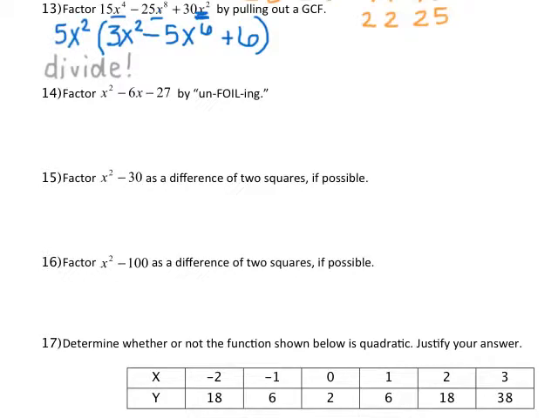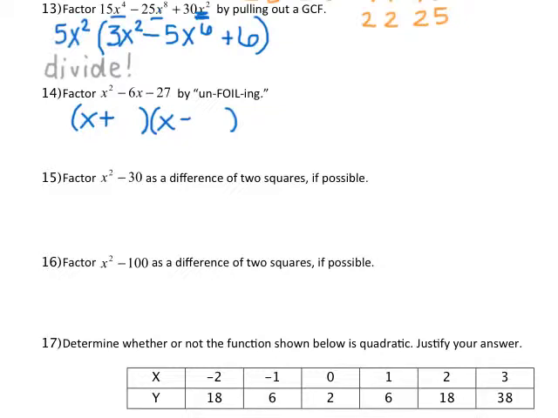14, factor by unfoiling. Remember, unfoiling looks like this. We've got 2 parentheses, and an x and an x. So let's talk about how we learned our signs. Our signs here, if this is a negative 27, think about how you could possibly multiply to get a negative number. Hopefully you're thinking that you would end up with 1 plus and 1 minus.